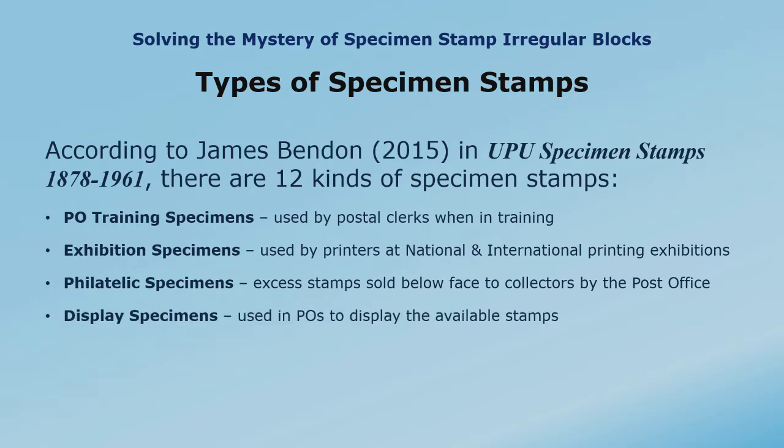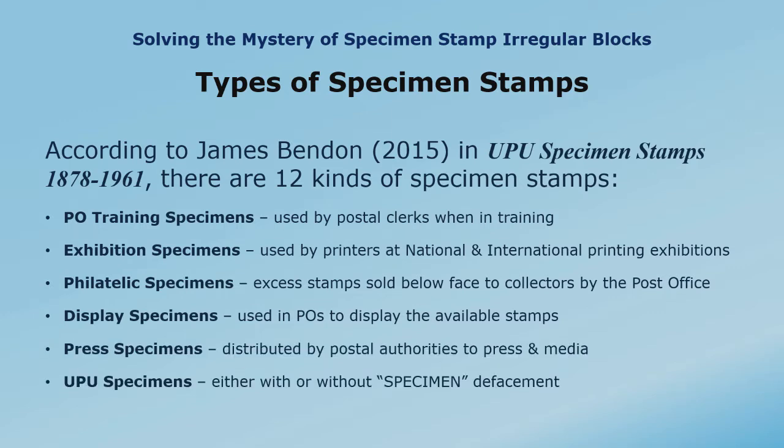And display specimens are the things you would see hanging in post offices, near the wanted posters. When the post office wanted you to see what they had for sale, they'd put specimen stamps up in the windows as well. Press specimens were distributed, obviously, to press and media.